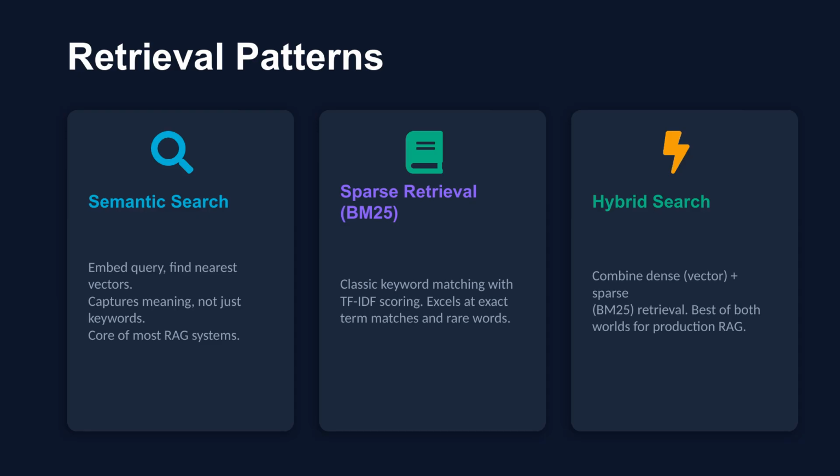Sparse retrieval uses BM25. Classic keyword matching with TF-IDF scoring. It's great for exact term matches and rare words. Hybrid search combines both. Dense vectors for semantics plus BM25 for keywords. This is the best approach for production RAG. Use both and you get the best of both worlds.